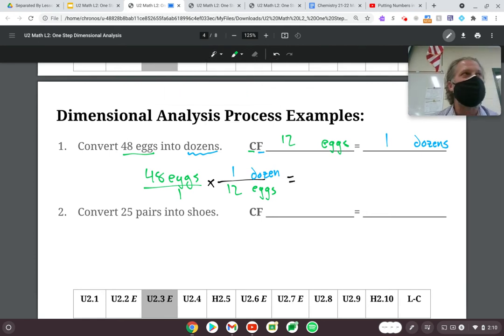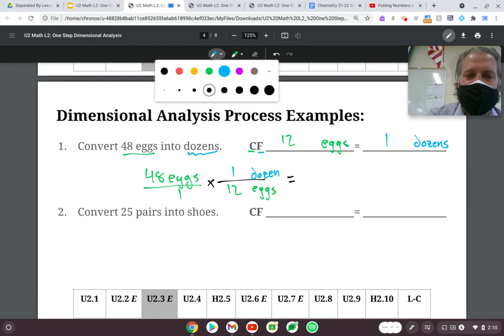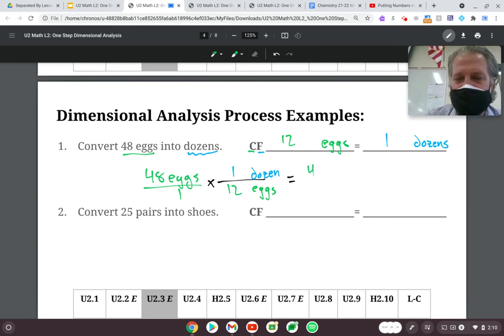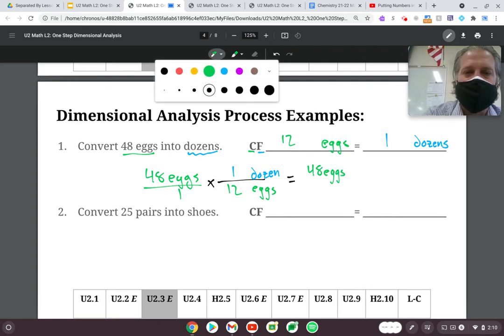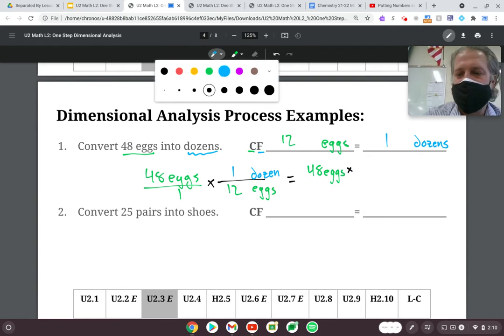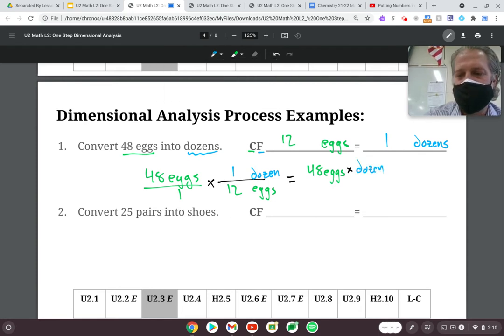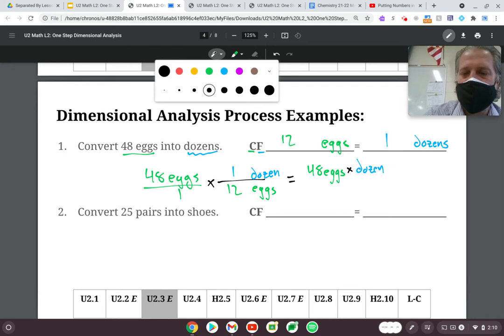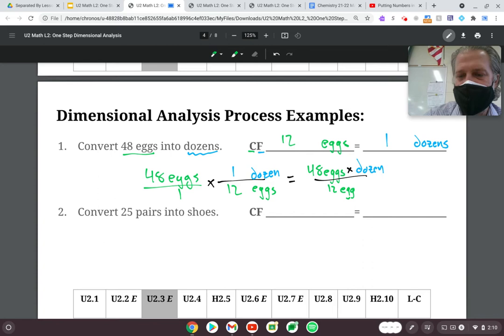So I'm going to multiply straight across because math says that what we do is we multiply straight across the top, and then multiply straight across the bottom if it's a fraction. So what that really looks like, for those of you that may have forgotten what that looks like, is 48 eggs times 1 dozen over 12 eggs.